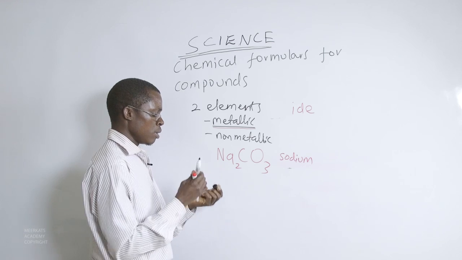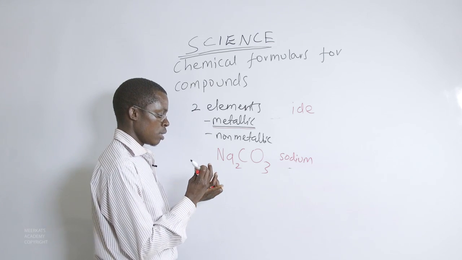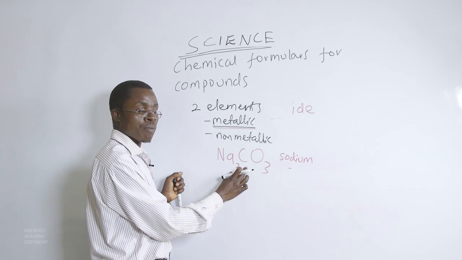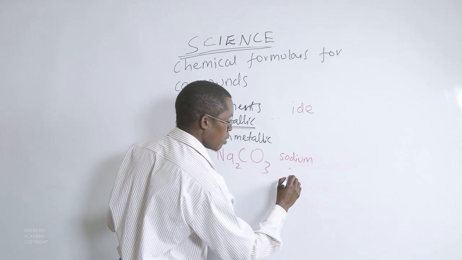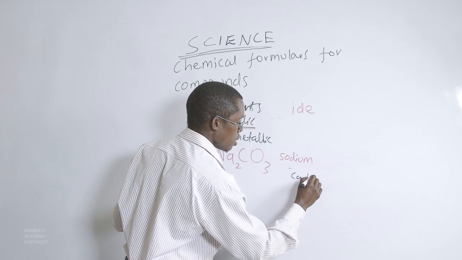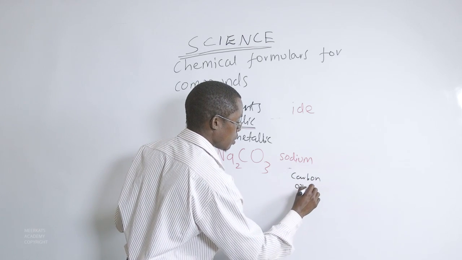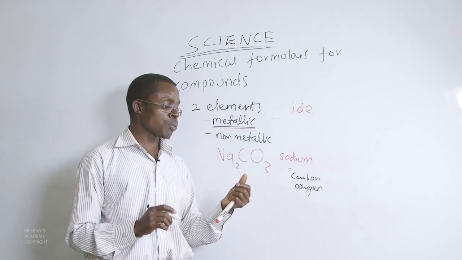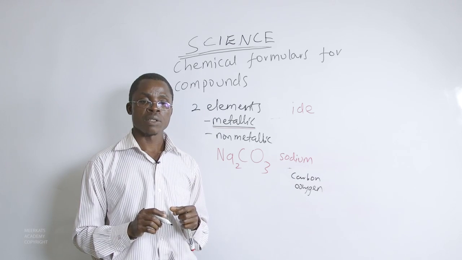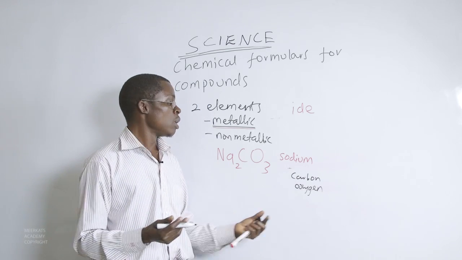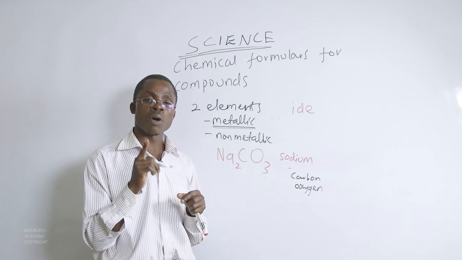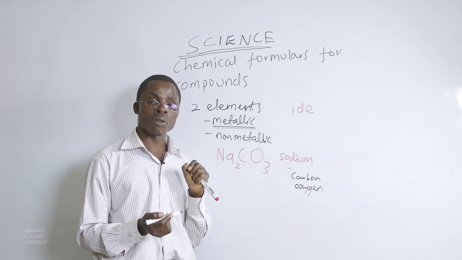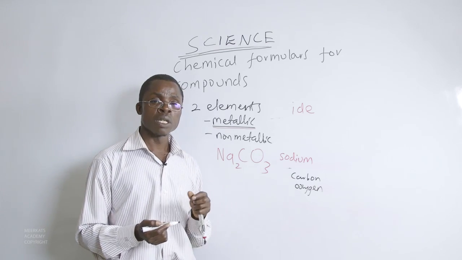Then the second one will be the name of the nonmetal. The nonmetal here, we have carbon, we have oxygen. At that point, you become stuck. You can't move on because you have to choose only one nonmetal. Which one? You can't pick carbon and leave out oxygen, or pick oxygen and leave out carbon.